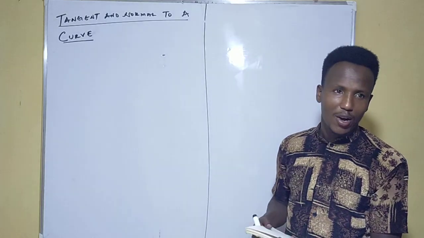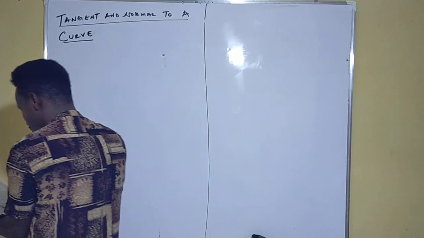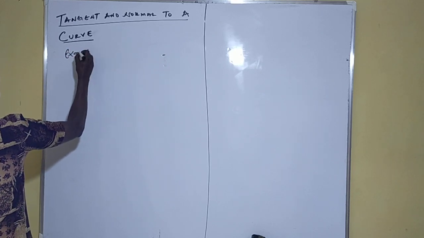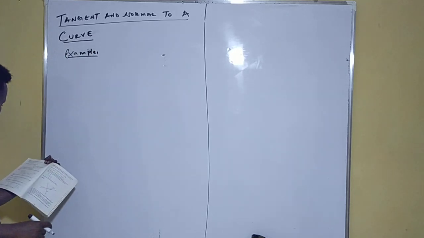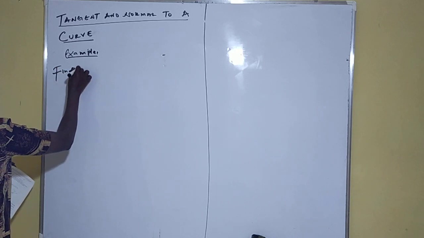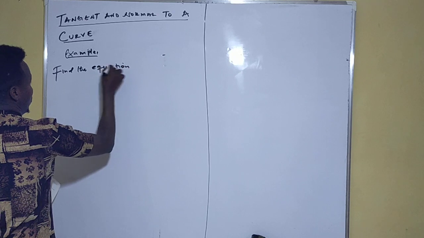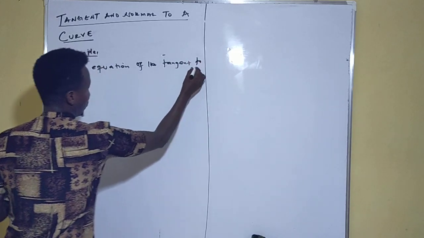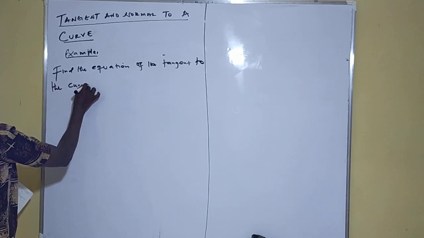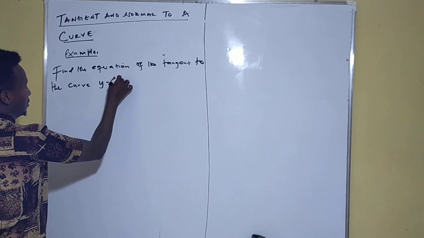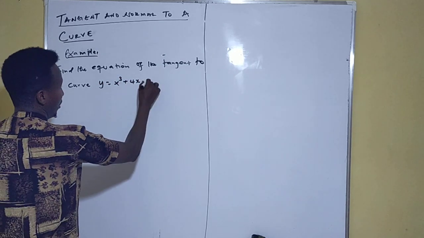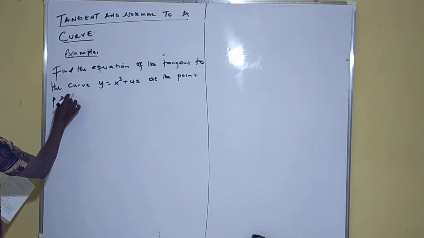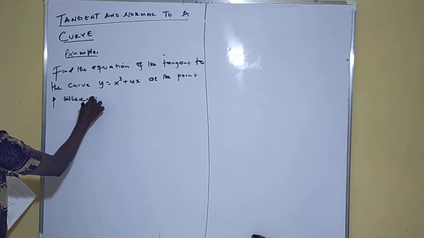So now let's go ahead and see how they frame questions in KCSE. We have example one. Example one says: find the equation of the tangent to the curve y is equal to x power 3 plus 4x at the point B where x is equal to 2.